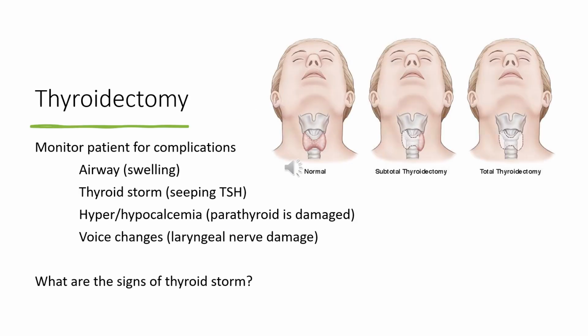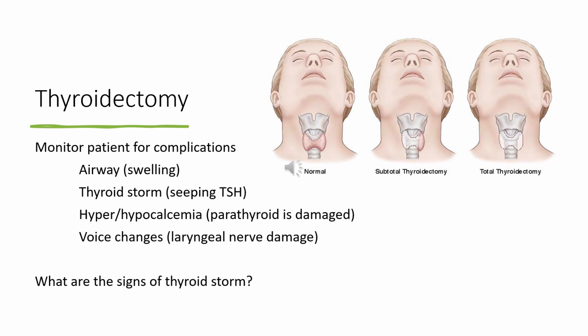This is a thyroidectomy, and you can see that there are different types. You can have the entire thyroid taken out. You can have just the part that has the swelling in it or the cancer or whatever. Again, every time you're doing something on the throat, we want to look at the airway. We want to look at the thyroid storm. So we're going to evaluate what our labs are after this, because we're going to have to adjust. They're probably going to be on medications the rest of their life.